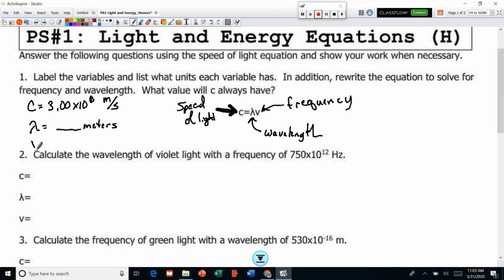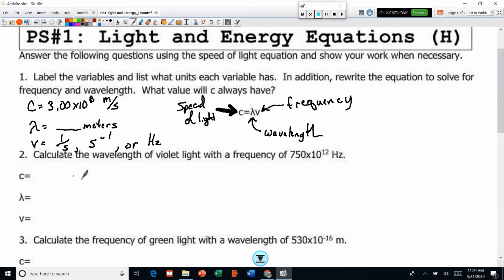All right, and then frequency is going to be measured in 1/seconds, which can also be written as s to the negative 1 or hertz. So just realize that all of those units are the same thing. The reason why I say use 1/seconds is because that allows you to cancel and get meters, and same thing using meters here, that allows you to cancel and get seconds and things like that.